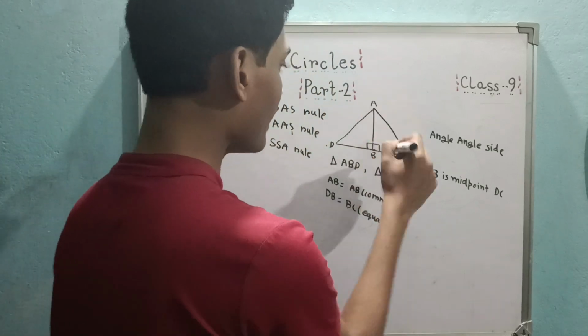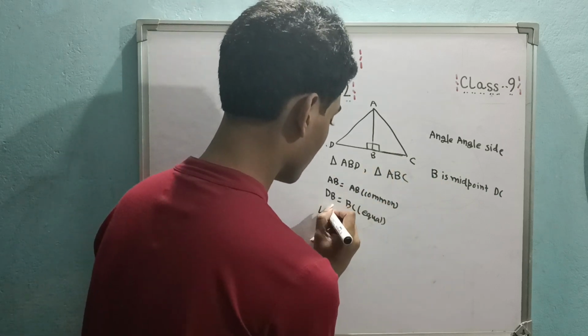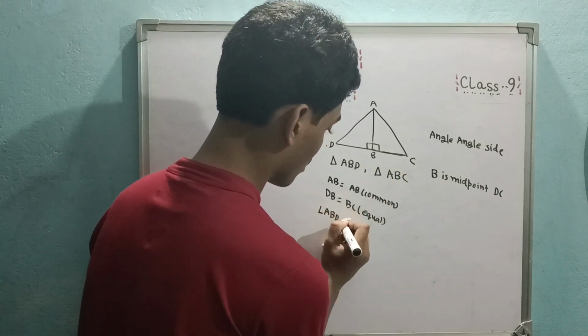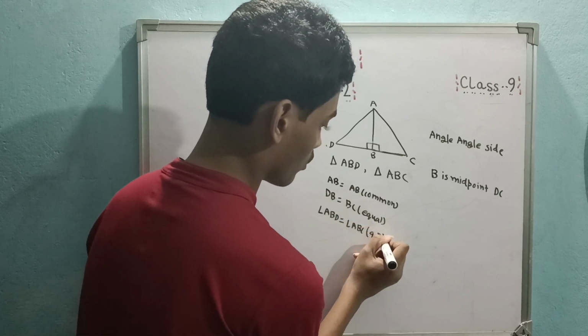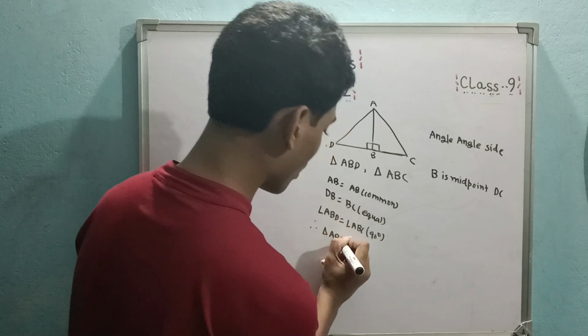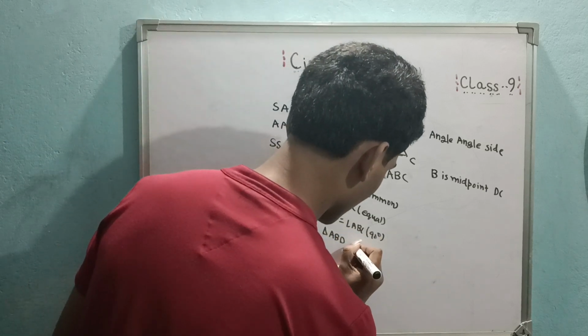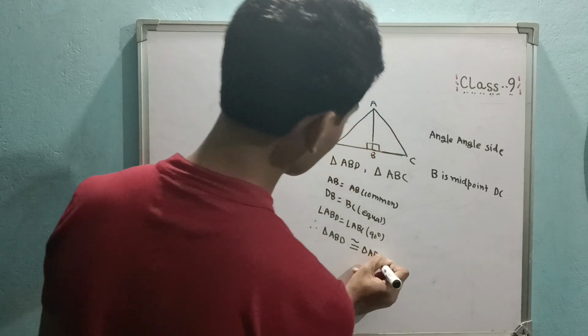Again, what do we have? Angle ABD equal to angle ABC, because both of them are 90 degree. Therefore, triangle ABD, congruent sign is like this, triangle ABC. It actually means these two triangles are equal.